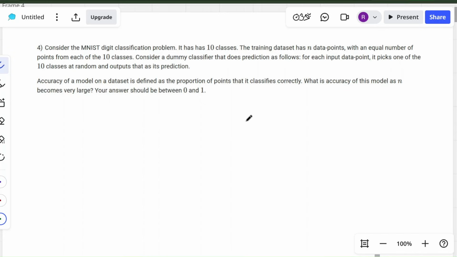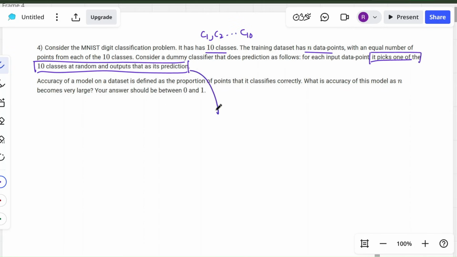This question is also quite similar to the previous one. What it says is that we have this MNIST digit classification problem. It has 10 classes. So let me call the classes C1, C2, and so on, C10. The training data set has n data points, with an equal number of points from each of the 10 classes. Consider a dummy classifier that picks one of the 10 classes at random and outputs that as the prediction. This you have to pay attention to.